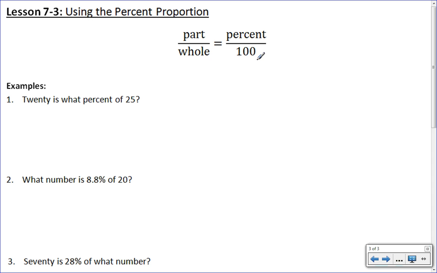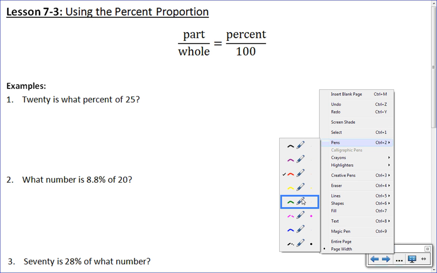You can use this to find any of these three missing parts. One of these three will be missing in the problem, and you're just filling in the other two that you're given, depending on which ones it is, to find the third missing number. So the trick to these most of the time is just figuring out which one is the part and which one is the whole. And if you think about it, these should make sense as to which one is which.